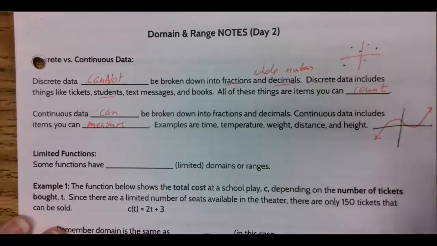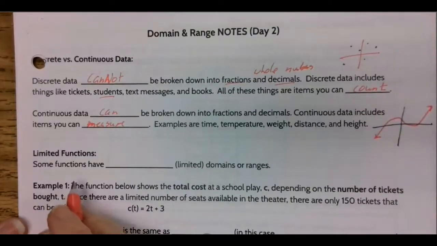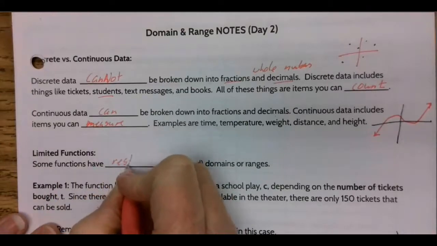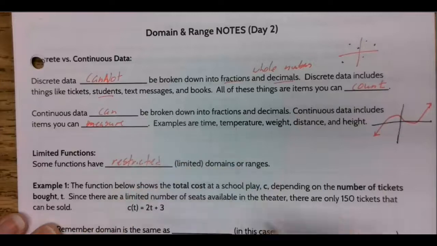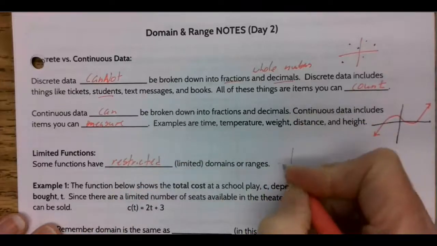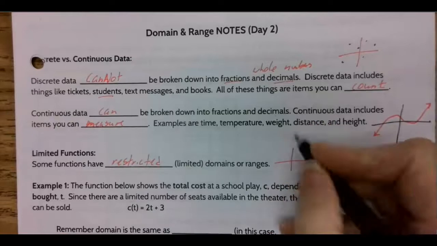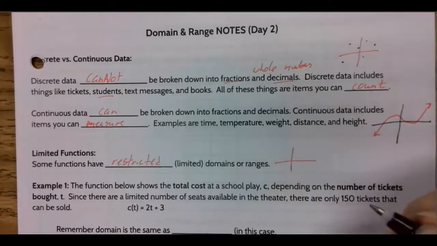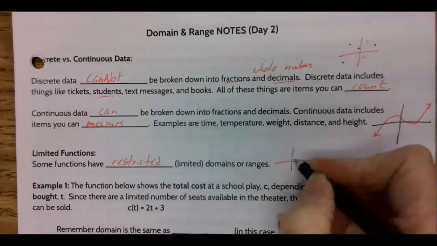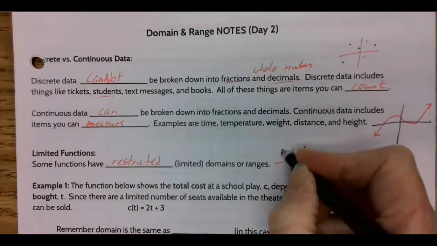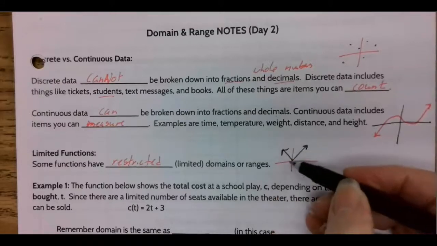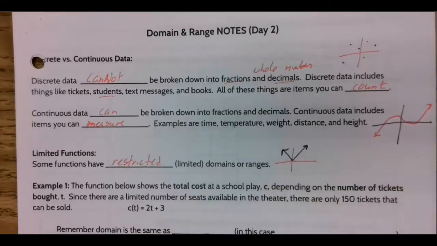It's not just points. Now, limited functions are functions that have restricted domains and ranges. So we saw one of these yesterday. This has a limited function. Well, as far as domains and ranges, if I'm talking about an absolute value, even though this one is continuous, it also has a restriction on its range. It can't go below a certain value.